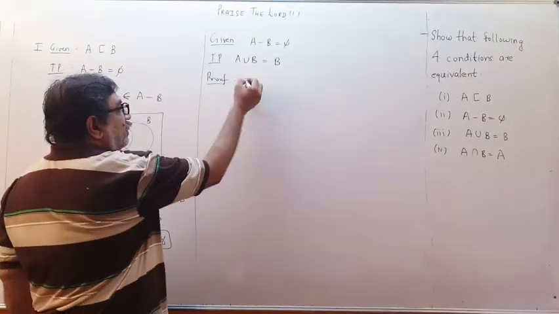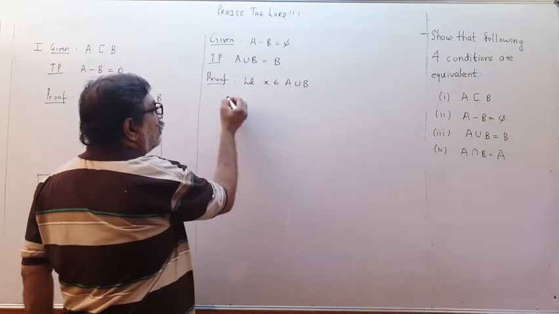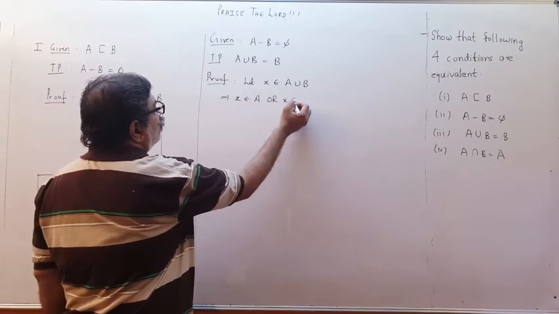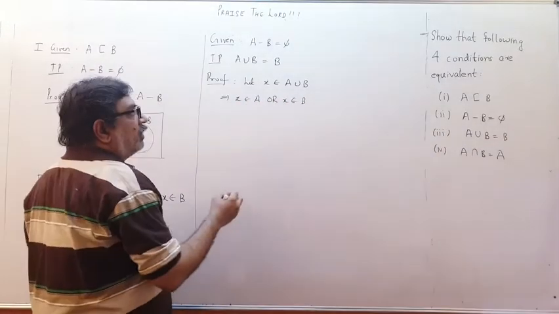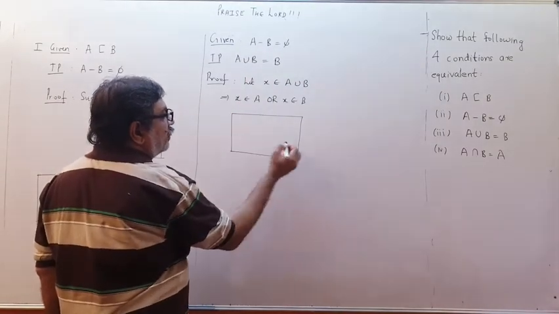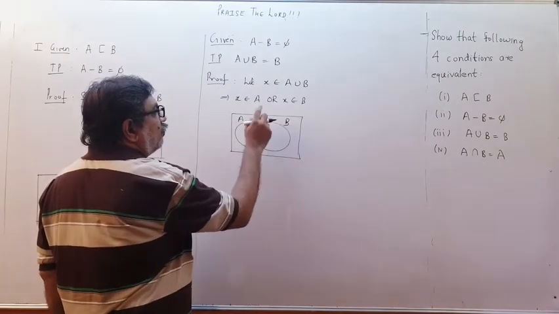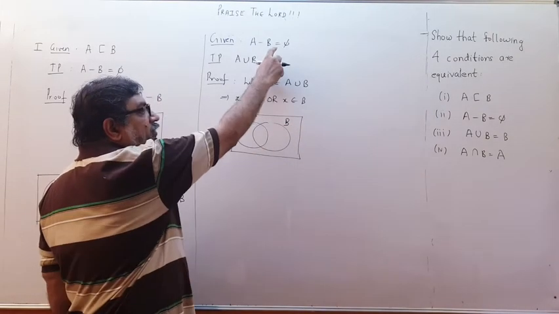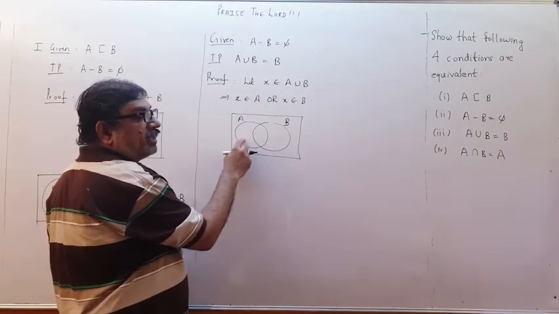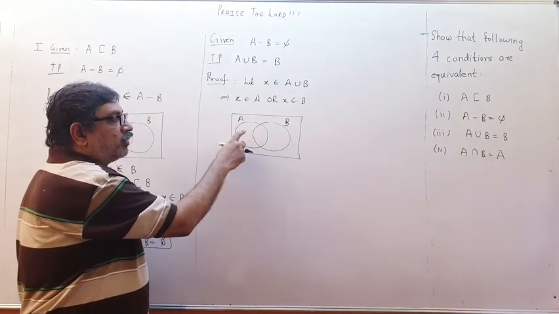For that, let x belong to A union B. That means x belongs to A or x belongs to B by the definition. But A minus B is a null set, so we have to take that into consideration. See, A and B is there. I have to put x in A or in B, but I know that A minus B is a null set, so I cannot put x over here because this is A minus B. This is the null set given to me. This is the region of A minus B, so I cannot put x over here.